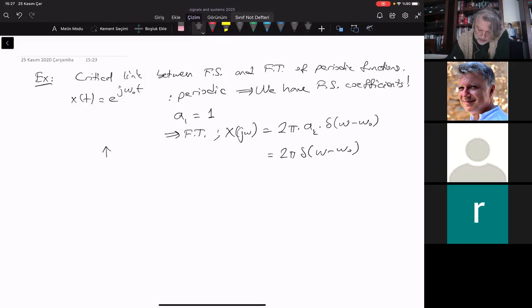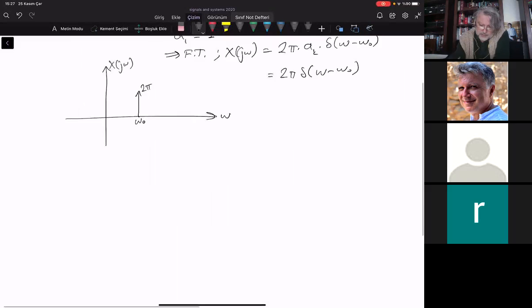So what is it? Let's plot it. This is X of j omega. Let's say omega 0 is here. So it is an impulse whose magnitude is 2 pi times 1. This is the Fourier transform. So we find the Fourier series coefficient and we insert an impulse at the frequency of the Fourier series coefficient. If there are multiple Fourier series coefficients, we have to insert multiple impulses.